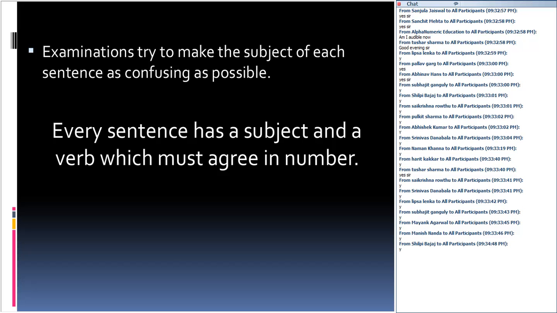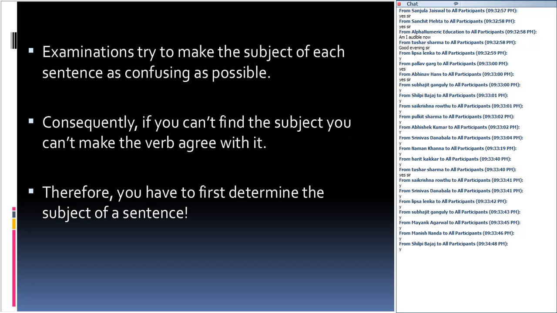So now the challenge is that examinations will try to make the subject of each sentence as confusing as possible. Because then if there is confusion in your mind about what the subject is, you will not be able to make out whether the verb should be singular or plural. So consequently, if you cannot find the subject, you can't make the verb agree with it.